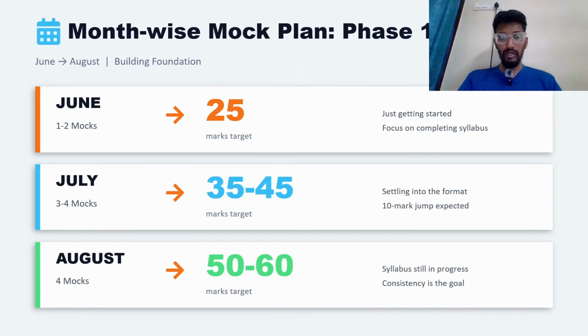When it comes to August, you should attempt 4 mocks. Your target score should be 50 to 60 marks. And remember, now you have completed the syllabus and you know the pattern. Don't panic if your score fluctuates. It will happen that your score fluctuates according to the mock test that you take. Consistency matters more than one exceptional mock. Your objective during this process is to build a strong base and foundation.